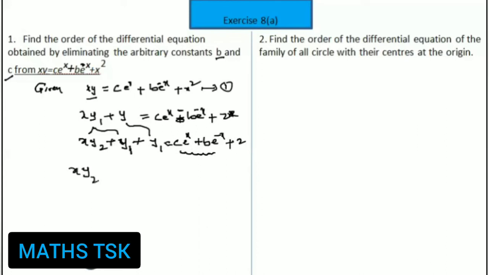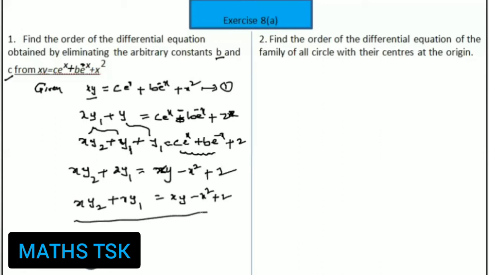xy2 plus 2y1 is equal to, I replace this with xy minus x square plus 2. Now we can conclude the answer like this: xy2 plus x into y1 is equal to xy minus x square plus 2. That is the differential equation. So the order of the differential equation is 2 since there are 2 parameters.